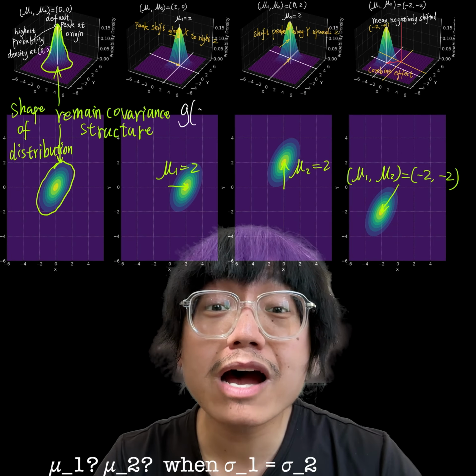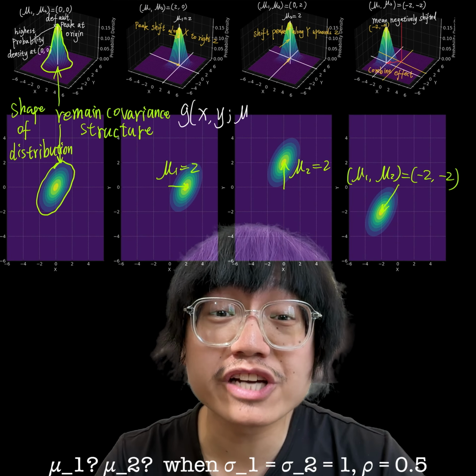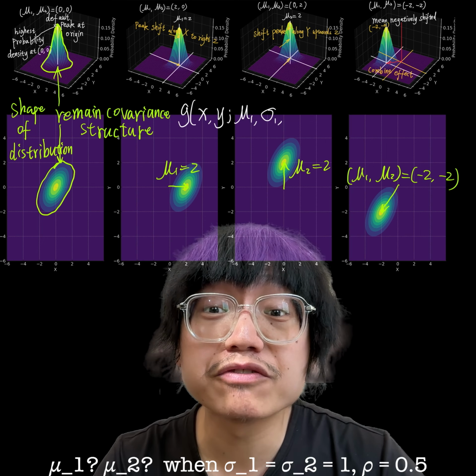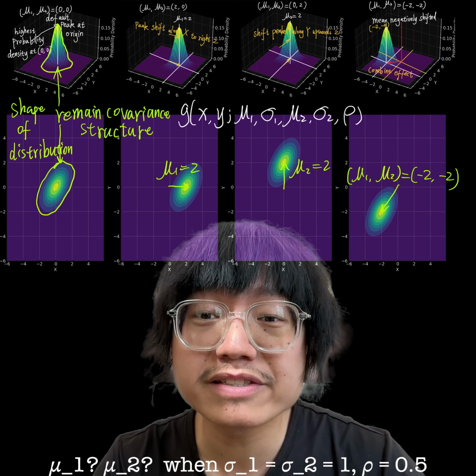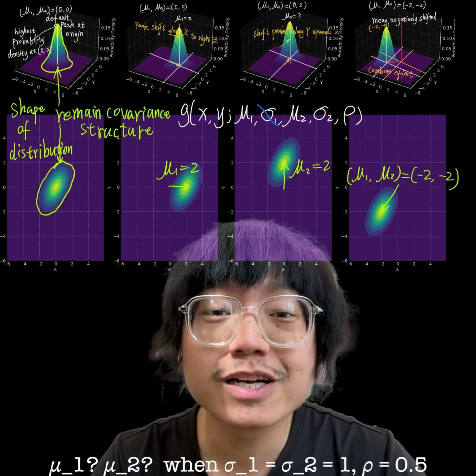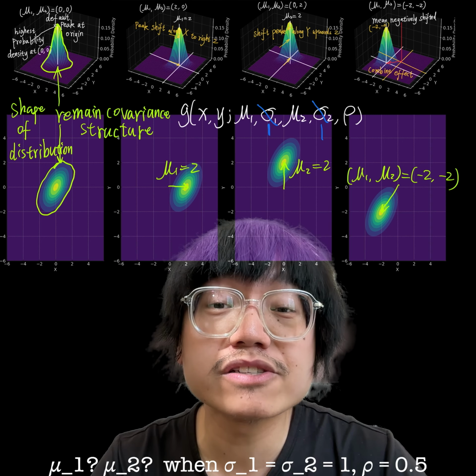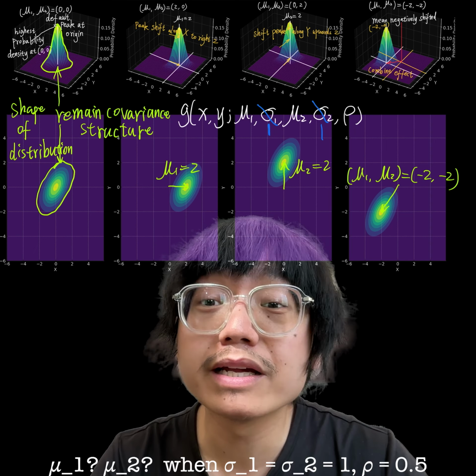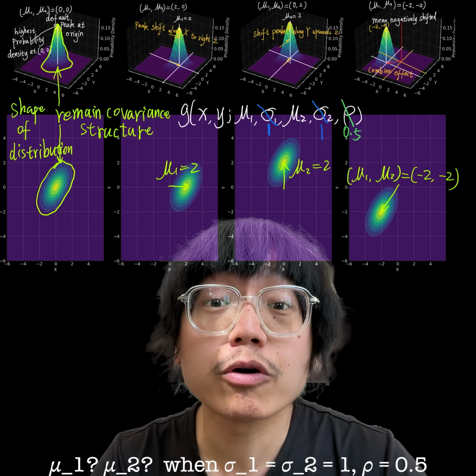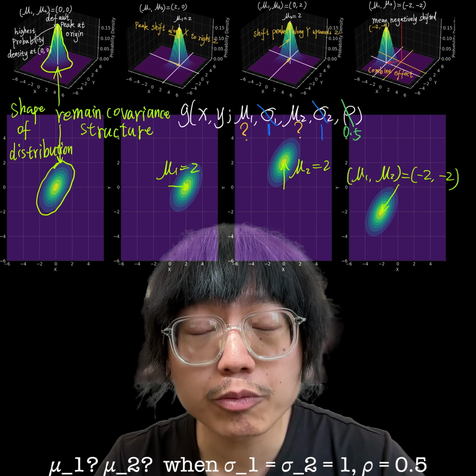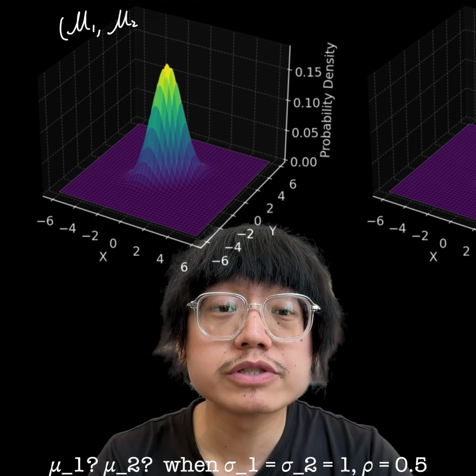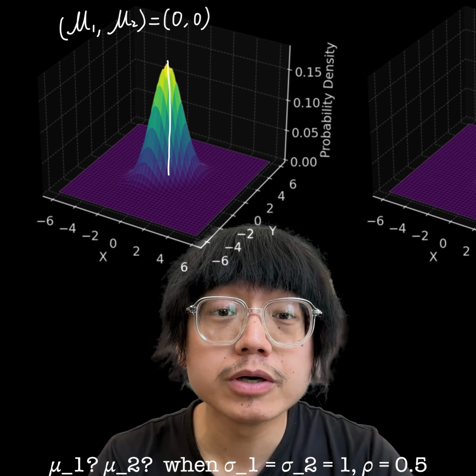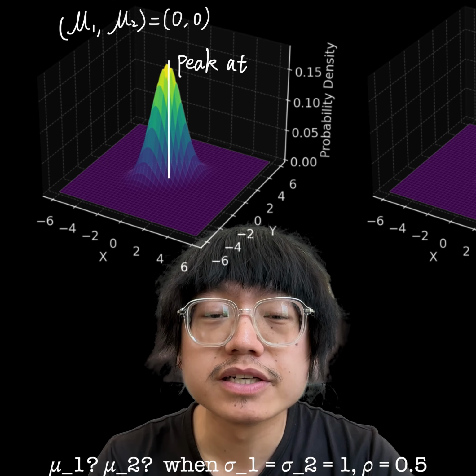Let's demonstrate how the bivariate normal distribution changes with different values of the means mu1 and mu2, while we keep the other parameters constant. For simplicity, we just assume the standard deviations sigma 1 equals sigma 2 equals 1, and the correlation coefficient rho equals 0.5. In the first scenario, mu1 and mu2 are equal to 0, 0, which is the default scenario where both means are centered at 0.